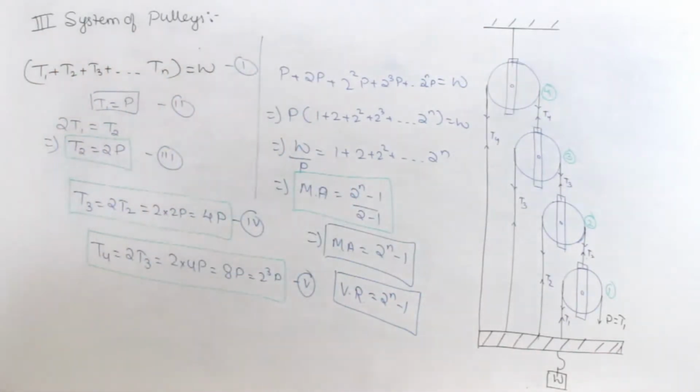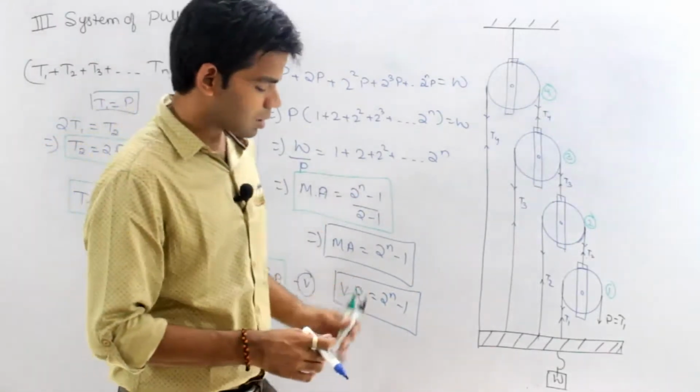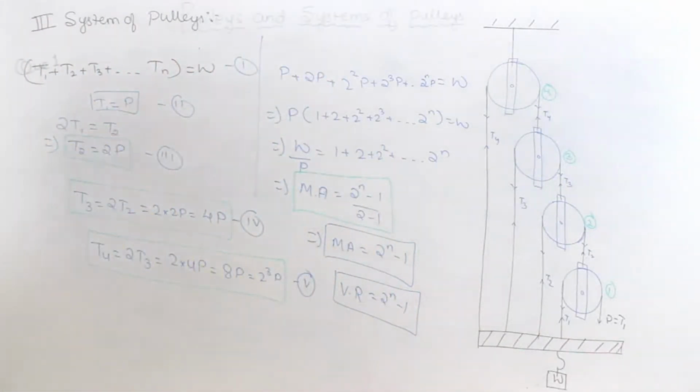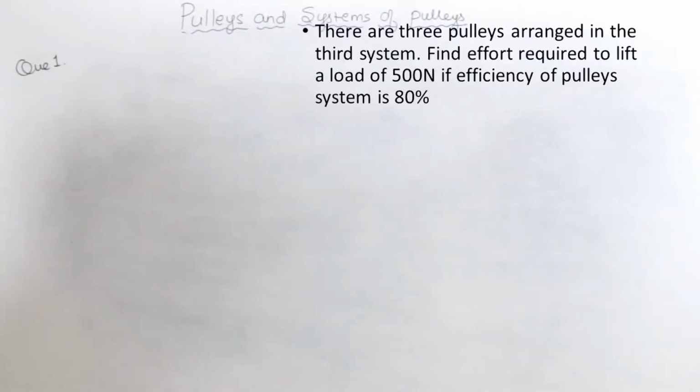Okay. So, this is about the third system of pulley. For an ideal machine, the mechanical advantage will be equal to velocity ratio, which is equal to 2 raised to power n minus 1. Getting this or not? Okay. So, now we will solve a few questions related to pulleys. There are 3 pulleys arranged in the third system. Find the effort required to lift a load of 500 Newton if the efficiency of the pulley system is 80%.